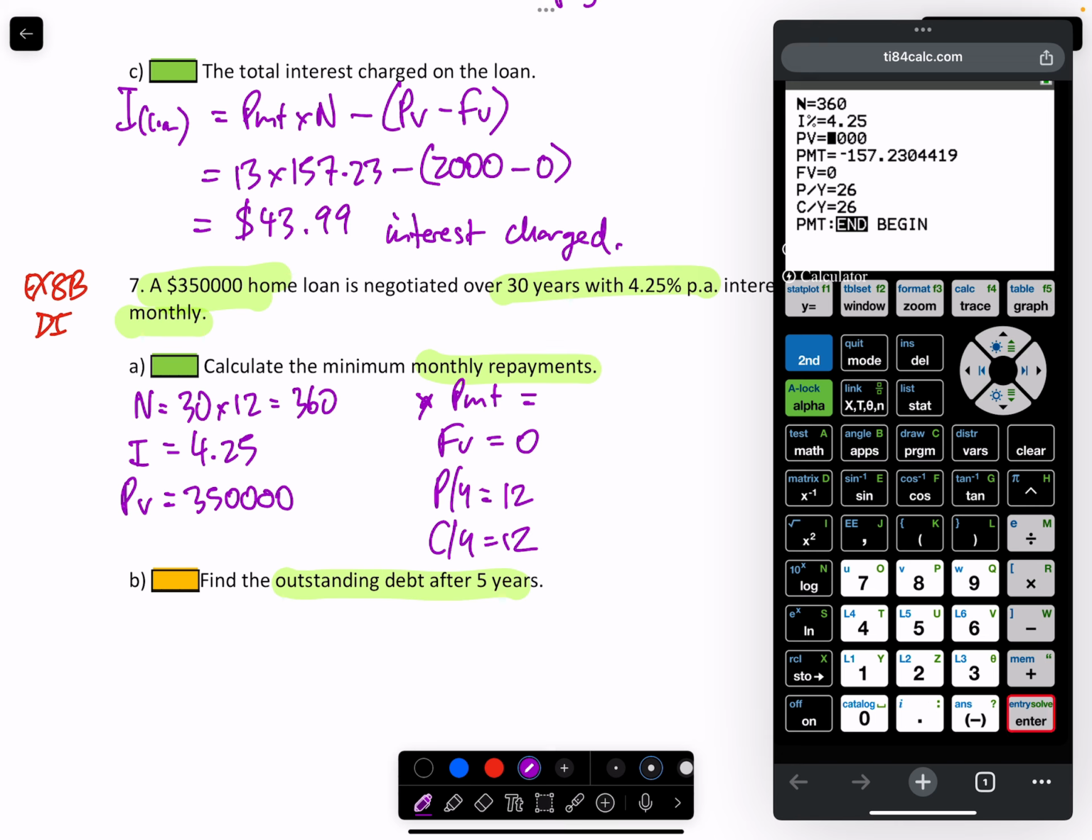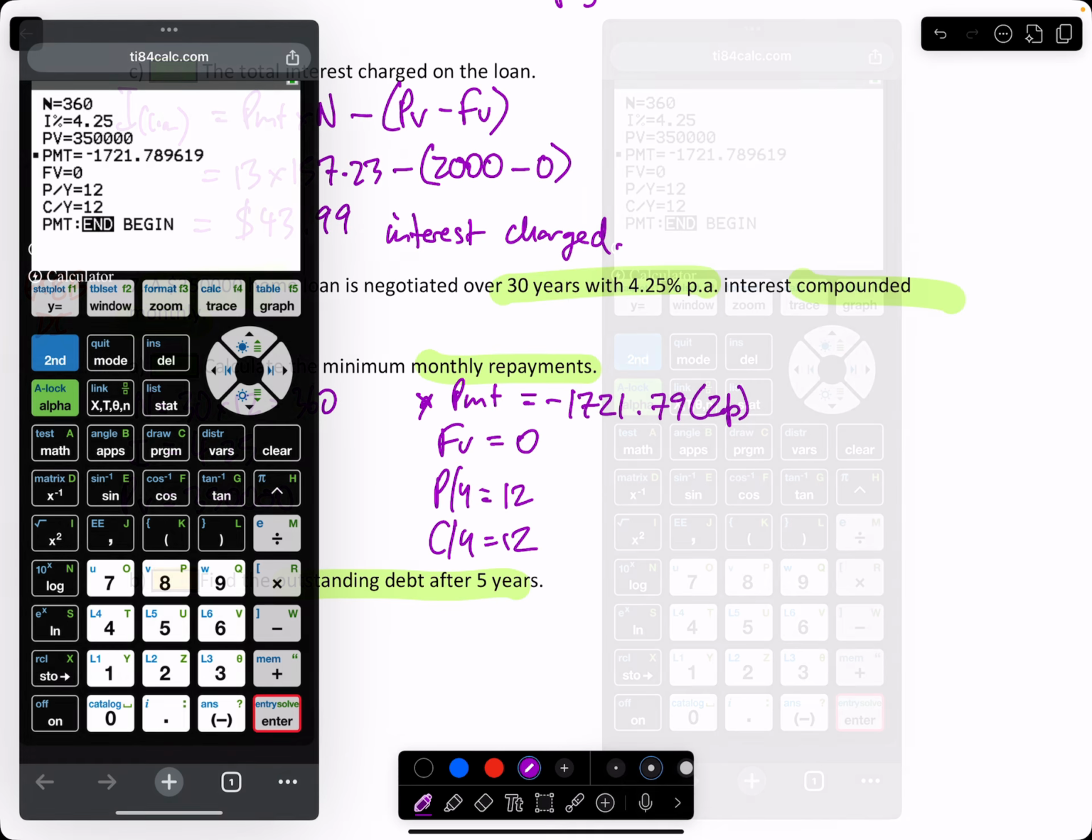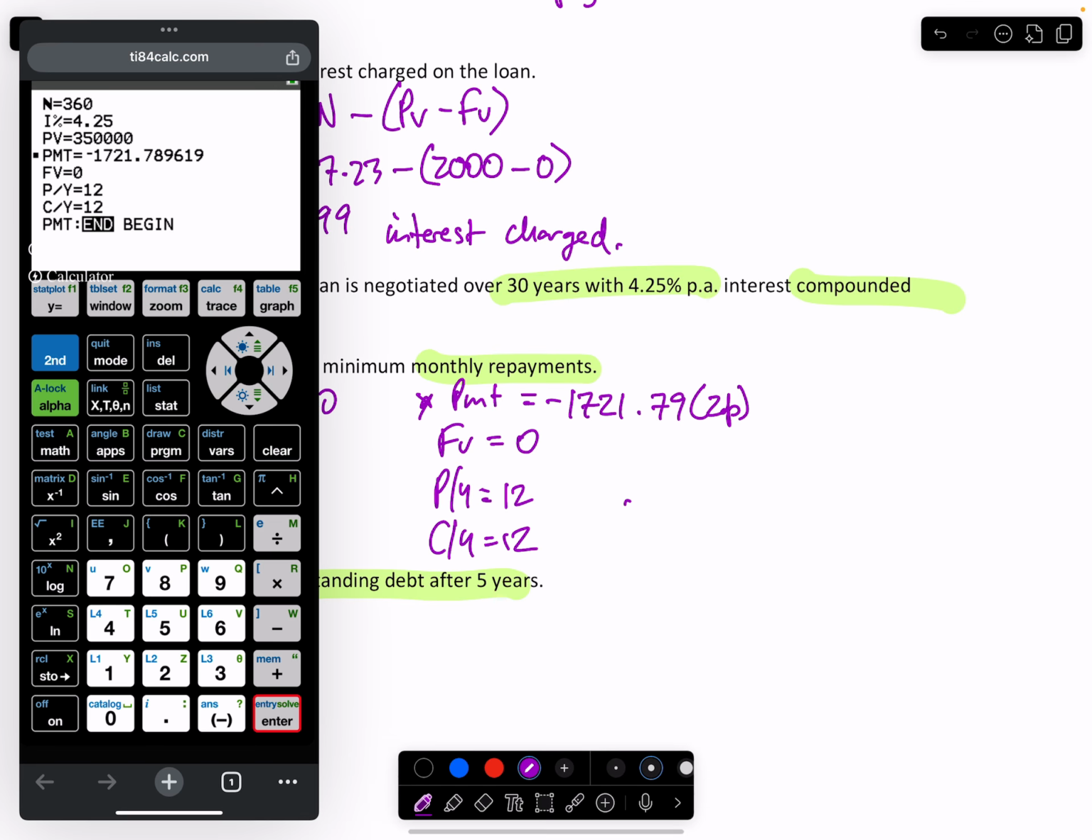4.25. So hopefully you can see by the speed that I'm working at, if you've been practicing, you shouldn't need to look at your cheat sheet. That's what's going to make you run out of time, because I'm fully explaining this as I go. So that tells me negative 1721.79 to 2 decimal points. Therefore, $1721.79 payments per month.